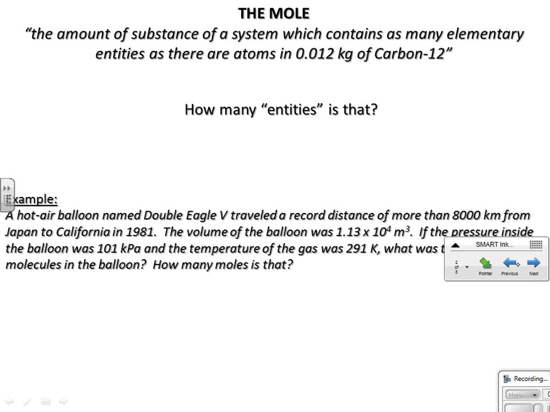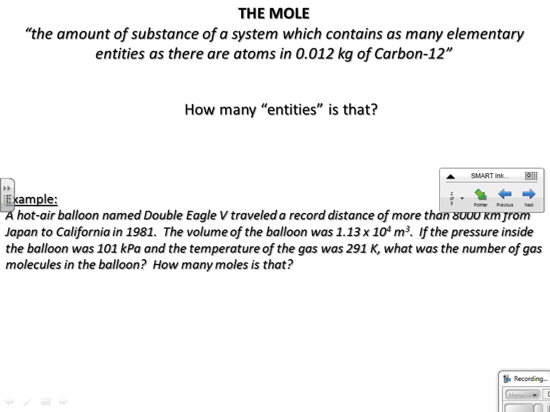Now, the mole, right? We all know what a mole is. I think maybe you don't. By definition, a mole is the amount of substance in a system which has as many parts as there are in 12 grams of carbon-12. So carbon-12, our most abundant element, and therefore lots of stuff is based on carbon-12. Well, how many is that?